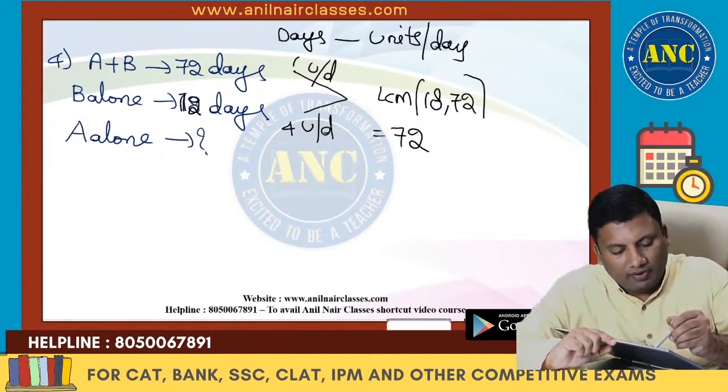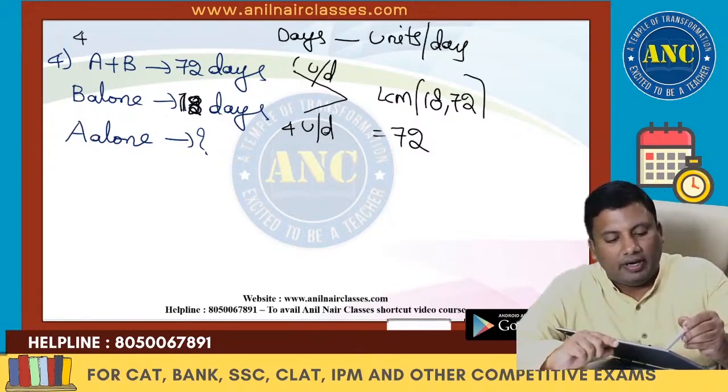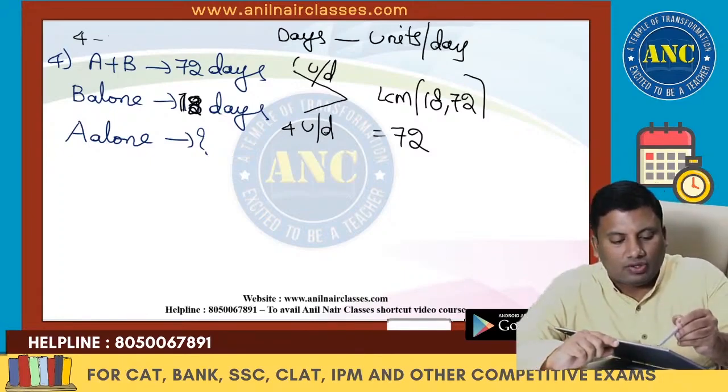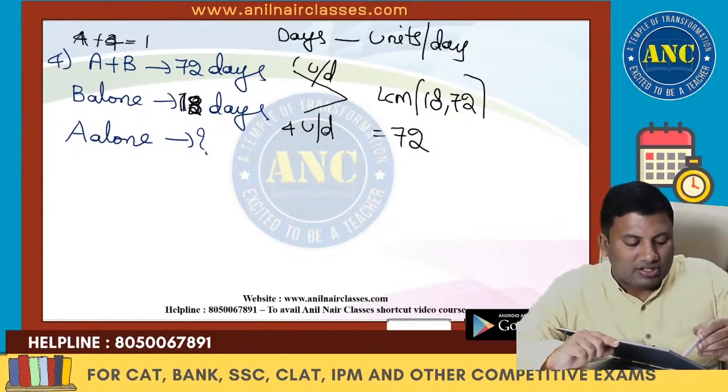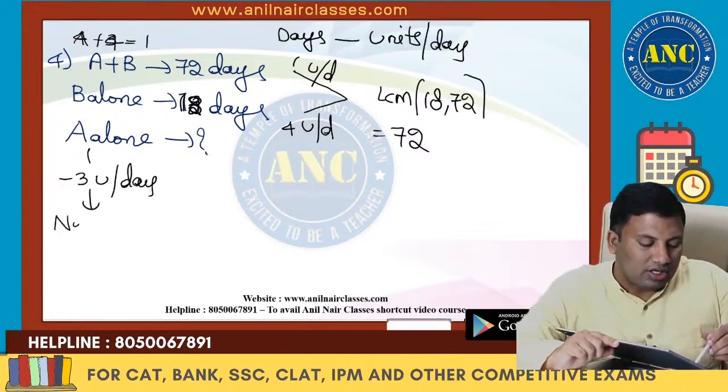We will keep the same thing and we will discuss a concept. A plus B is 1 unit per day and B is 4 units per day. So A will be minus 3 units per day. What do you mean by minus 3? Minus 3 means he is doing negative work.